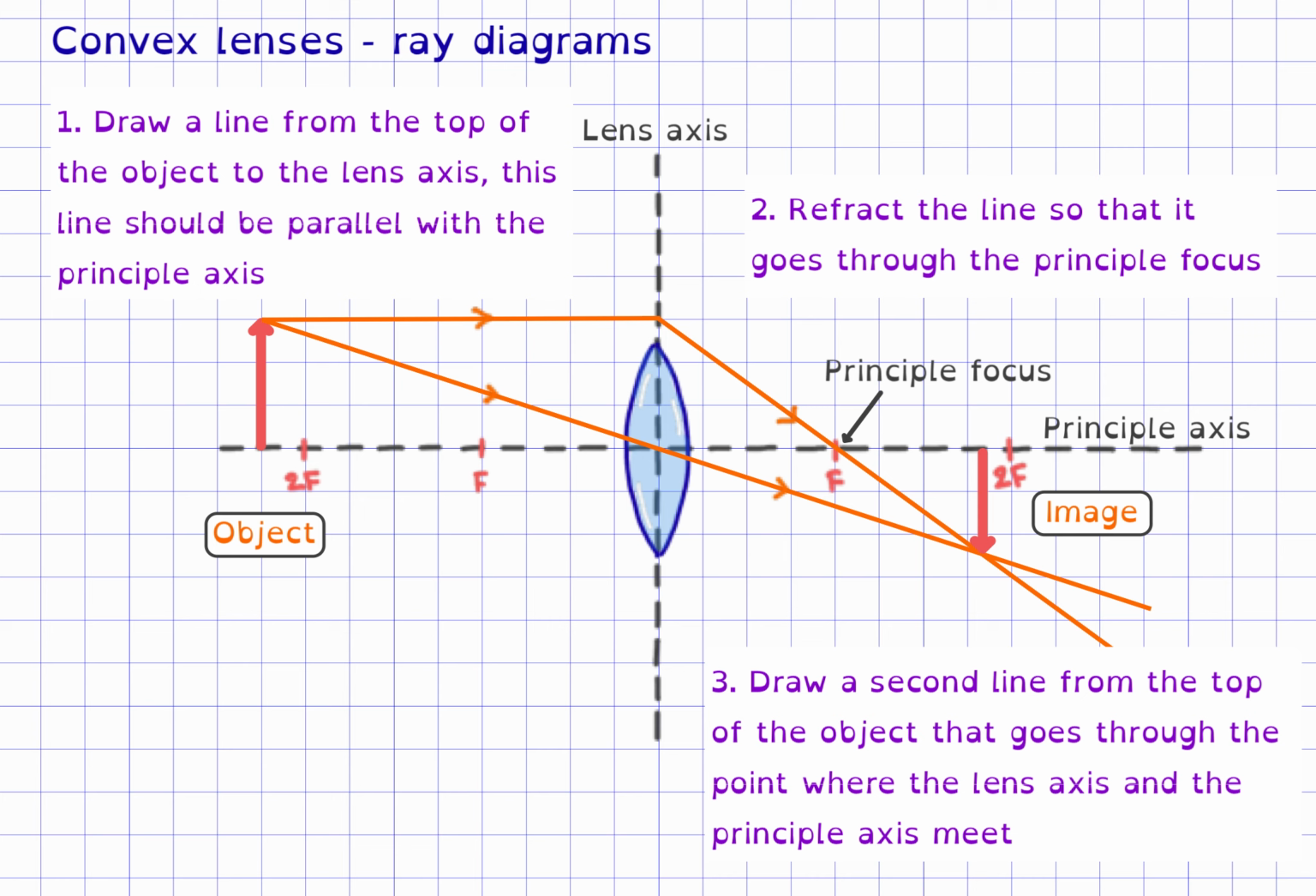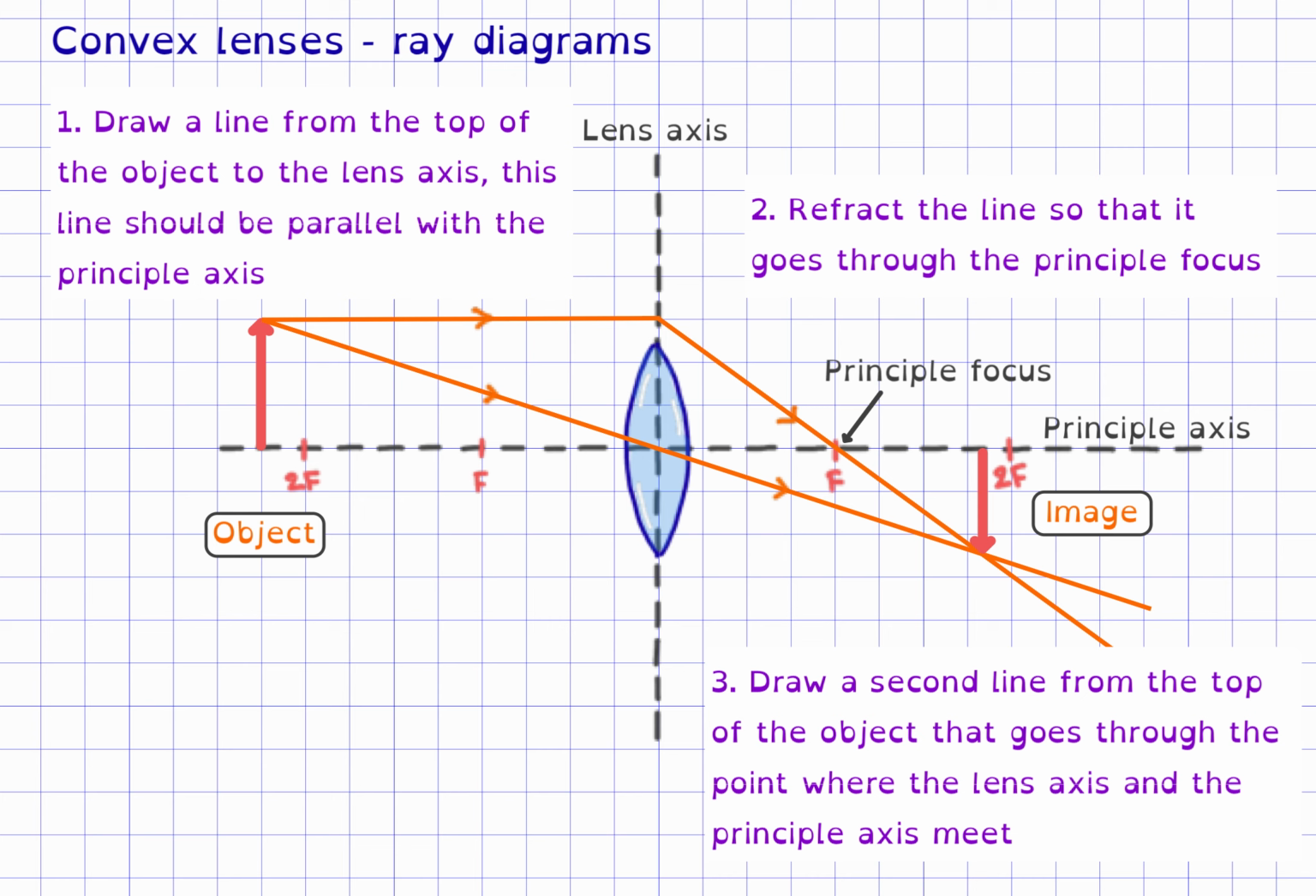This image is upside down, it is smaller than the object, and it is a real image because it is made from real rays of light. A couple of things to note about this diagram. The first ray does not go through the picture of the convex lens. This is because it's a picture. What's important is that it is parallel to the principal axis until it gets to the lens axis.